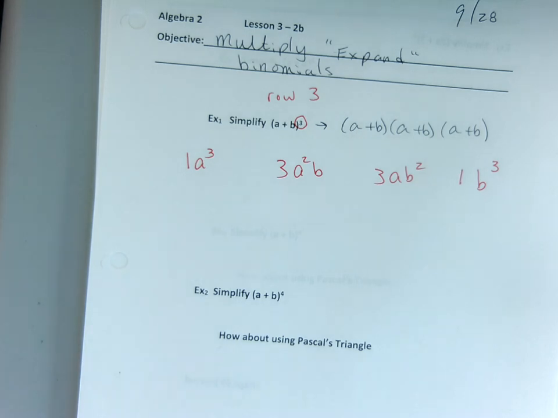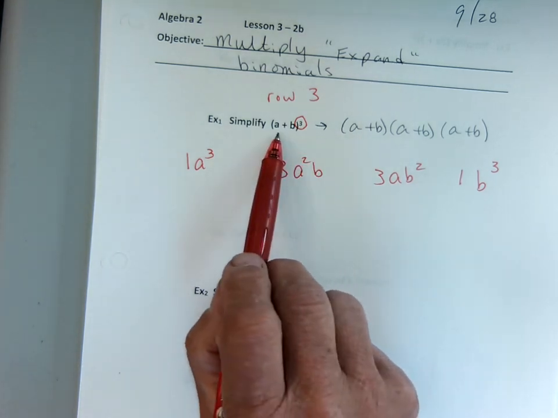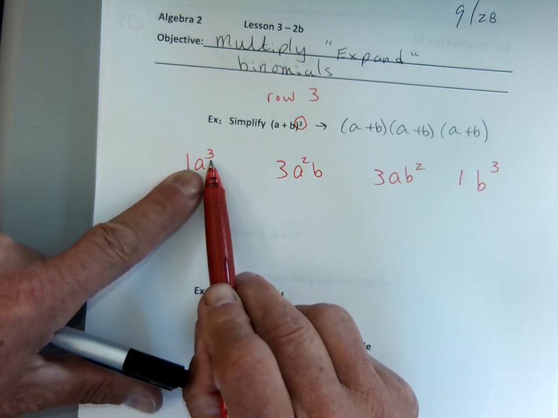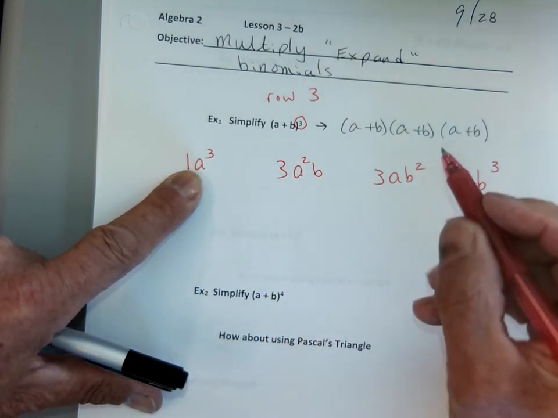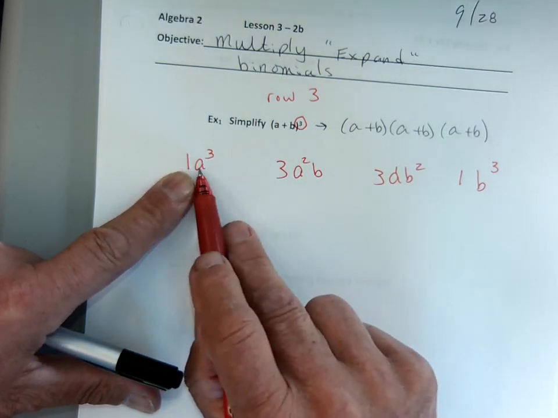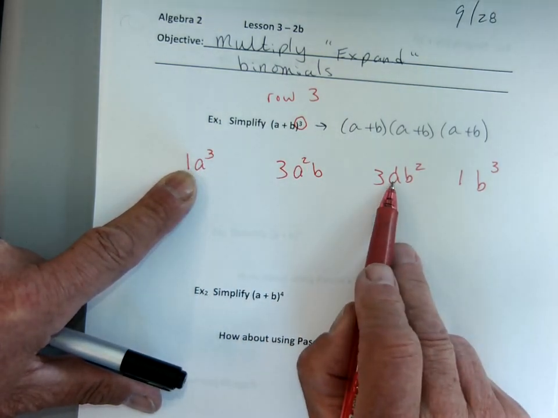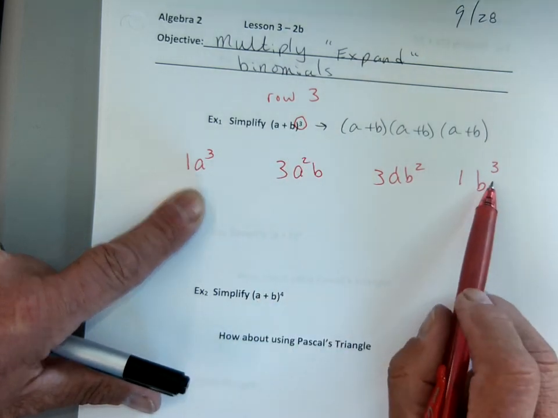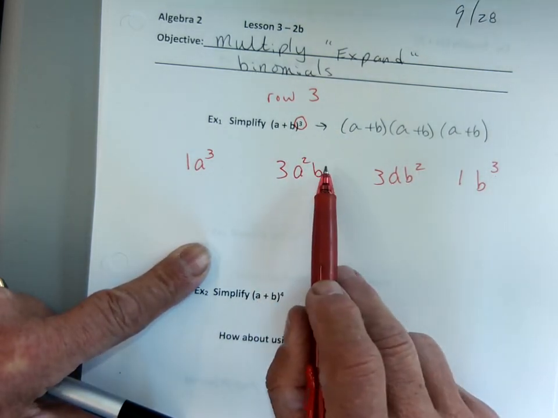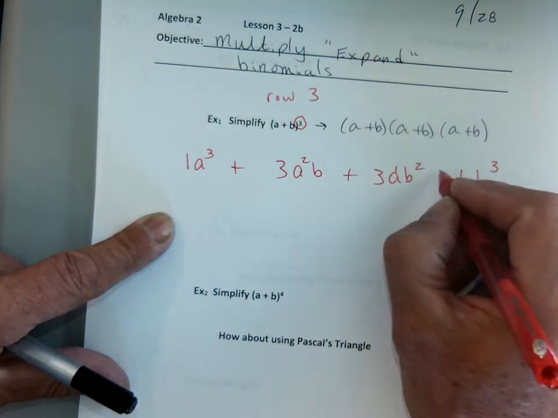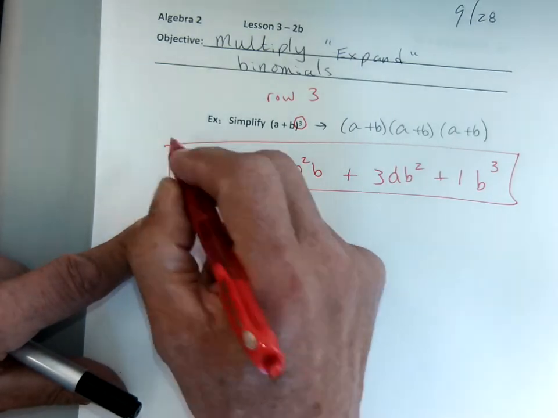So to make it easy, you guys watching? Third row, a cubed, a squared, a to the 1, no a's. Let me show you again. Third row, a cubed, a squared, a to the 1, that's an a, no a's, right? And b, b cubed, b squared, b to the 1, no b's. Plus, plus, plus, done. That's the answer.